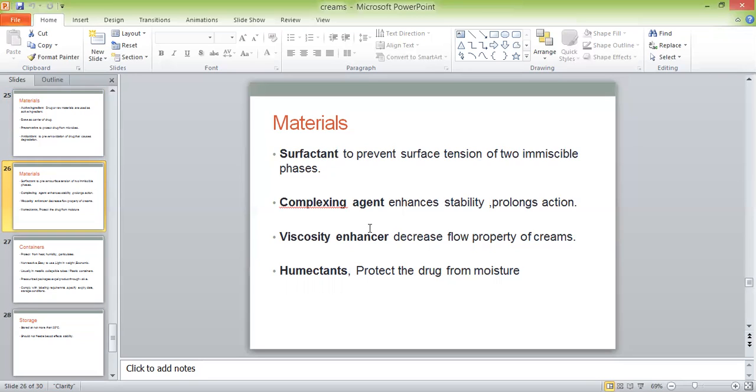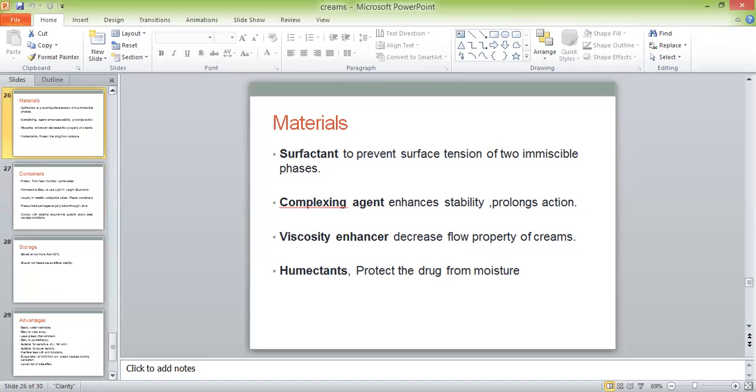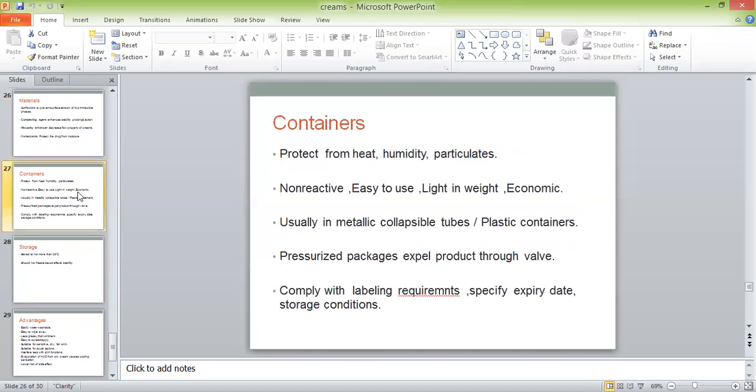So these complexing agents will enhance the stability of the drug, and viscosity enhancers will improve the viscosity of the creams. They will increase the viscosity of creams or ointments in which they are used. And humectants are the agents which absorb moisture, so they will also help the drug.